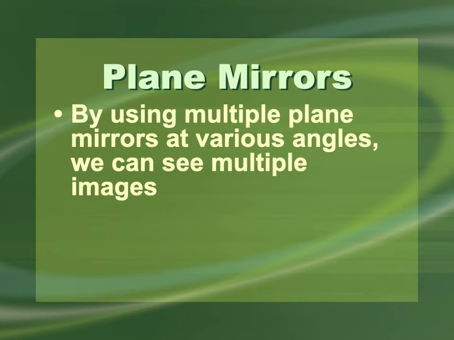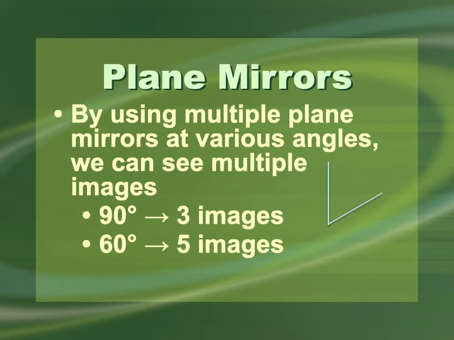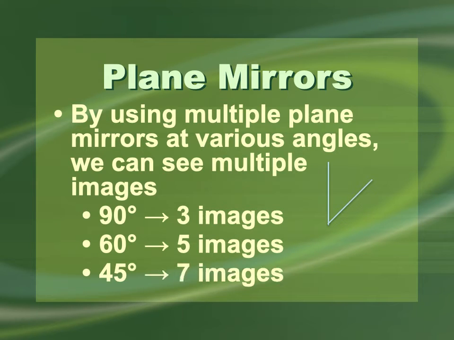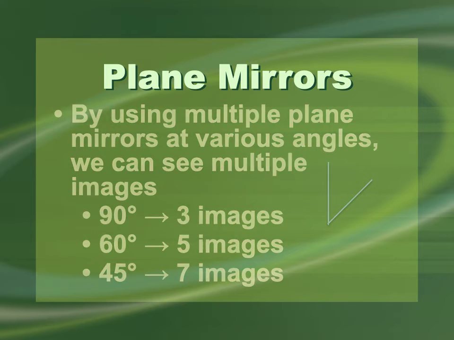If you're using multiple plane mirrors at various angles, you can see multiple images. So for example, if you take two mirrors and put them at a 90-degree angle to each other, you get 3 images. If you take those two mirrors and put them a little closer together so they're at a 60-degree angle, then you get 5 images. If you tilt them at a 45-degree angle, then you get 7 images.